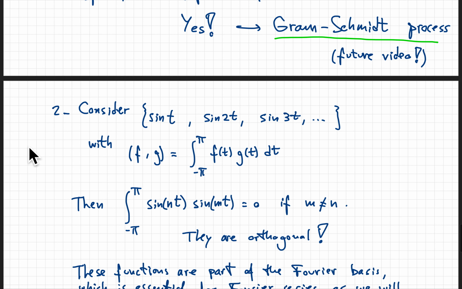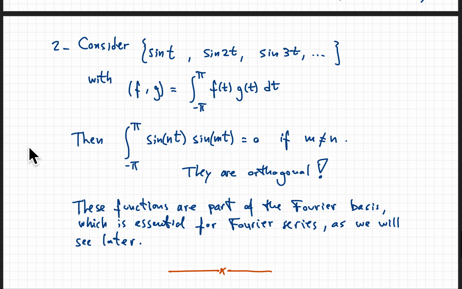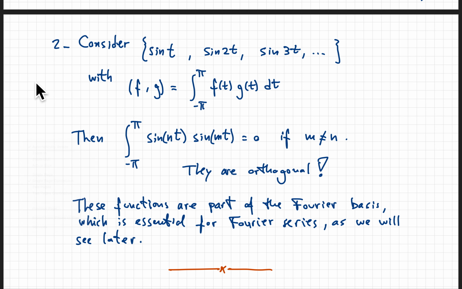So finally, I want us to consider another example in the space of functions. This is a space generated by the functions sine of t, sine of 2t, sine of 3t, and so on and so forth, in principle up to infinity. And consider this inner product f with g defined by the integral between minus pi and pi of f of t, g of t dt.